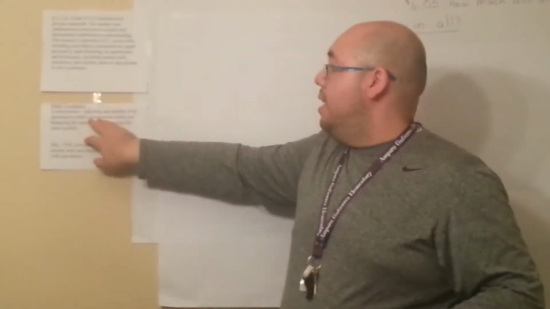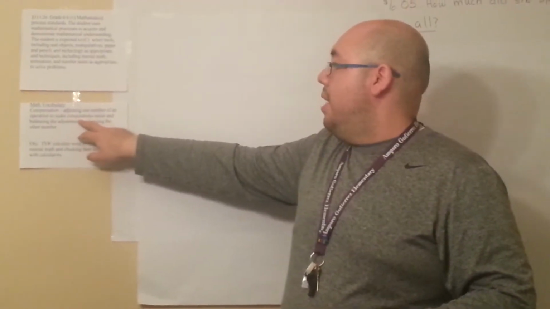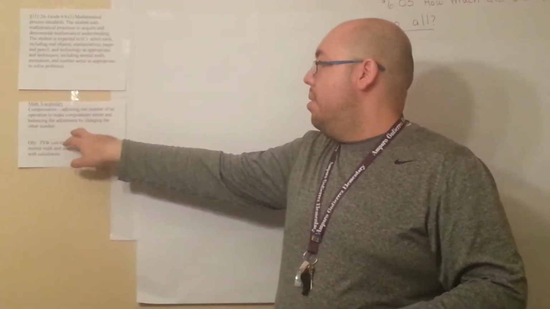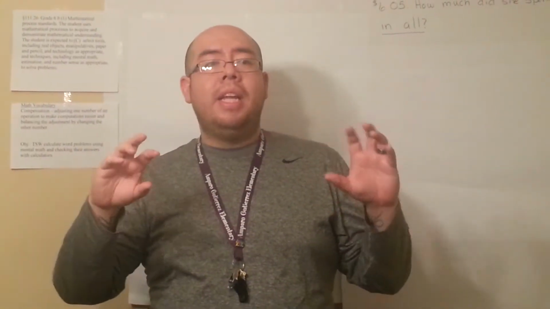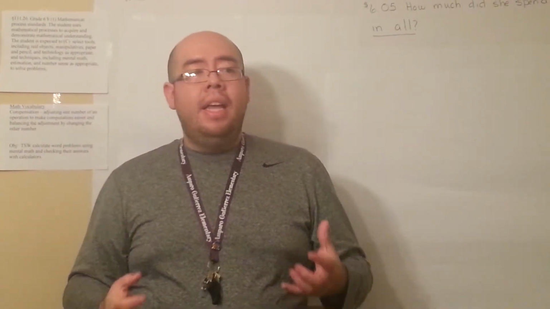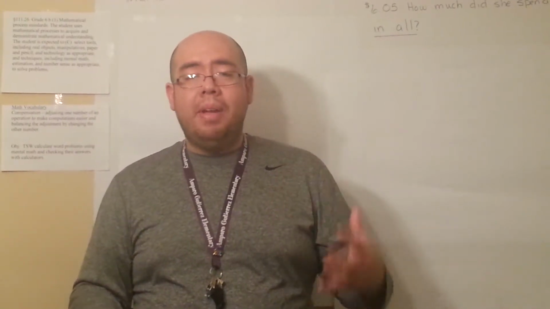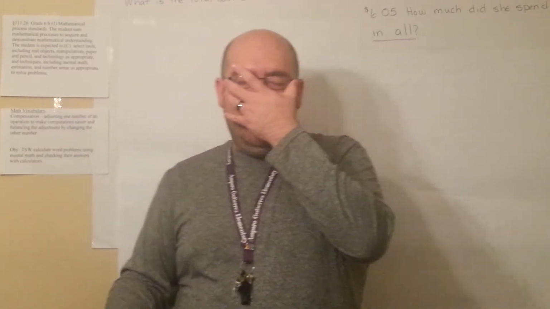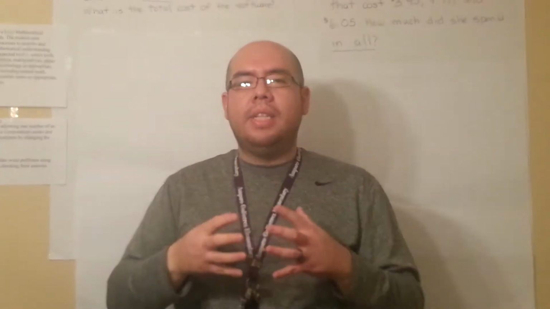It says compensation. Adjusting one number of an operation to make computations easier and balancing the adjustment by changing the other number. Pretty much we're going to be manipulating the number, making it a little bit easier for us to add. Now, numbers that are easy to add end in zeros and they end in fives. Why? Because they're a little bit easier to count by fives, and zeros you're just going to be counting by tens. So we're going to try and change the number or try and think in those terms to try and make it easier to add or subtract.